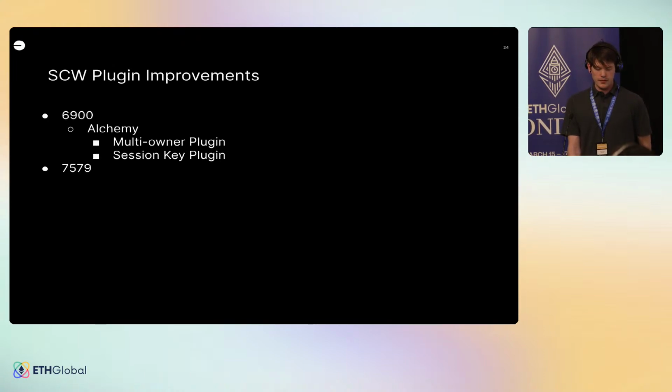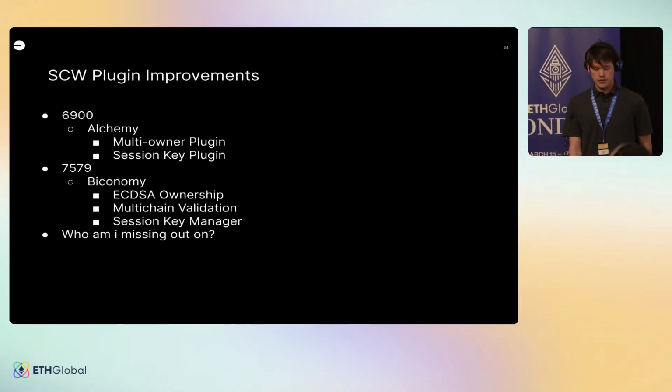Okay, there's also two big plugin architectures that are under debate. Alchemy is leading 6900. They have a couple plugins out there. Biconomy is doing the 7579. If you're hacking, we are interested in more people making plugins for smart contract wallets around security, around transaction maximums, auto swapping maybe, to where I want this account to only have USDC in it, things like that at the smart contract level.